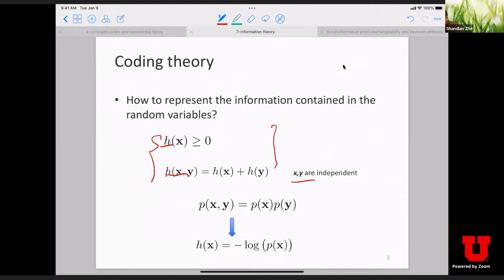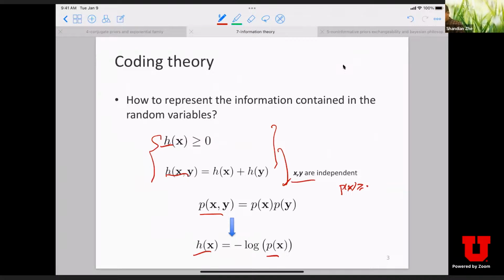It links to the probability density, right? Because x is a random variable, it should first be characterized by some probability or probability density. If we look at the probability density, first we know that p of x must be non-negative. And second, if x and y are independent, then their joint probability should be p of x multiplied by p of y. So it looks straightforward: why not just define my information function of x as the negative logarithm of the probability of x?